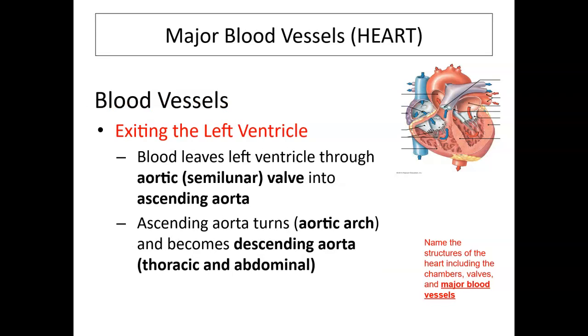Blood then is pumped from the left ventricle through the aortic semilunar valve into the ascending aorta. To ascend means to move in an upward direction. The ascending aorta then curves, forming the aortic arch, which then continues downward to become the descending aorta. There are two parts to this, the thoracic in the chest and abdominal aorta, which gets its name once the descending aorta has passed through the space of the diaphragm.